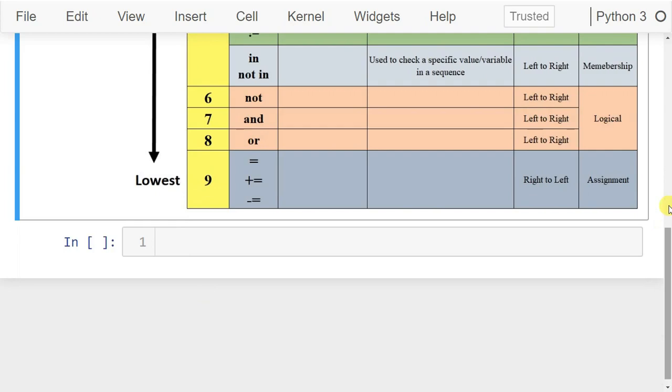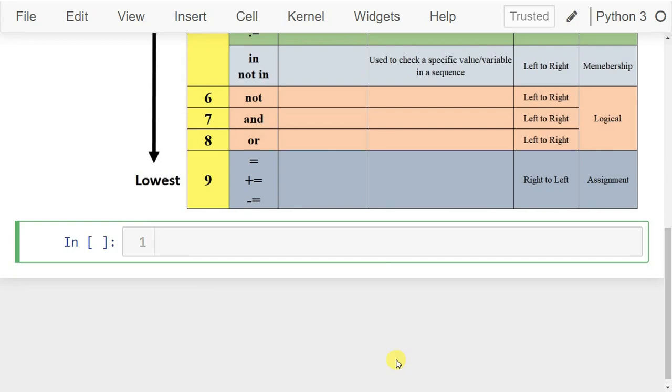First of all, we will talk about arithmetic operators. The first arithmetic operator is exponent. The exponent operator is represented by two asterisk signs. Let us see how it works. If I write 5, two asterisk signs and then 2, this means 5 raised to the power 2.